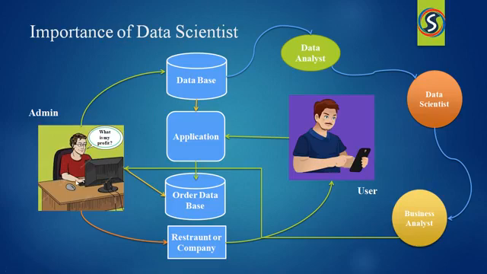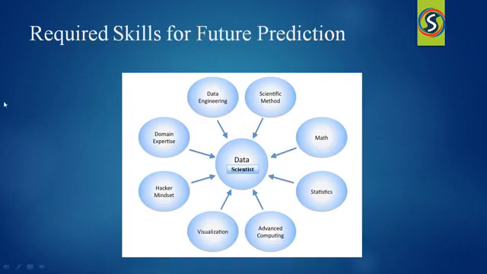So if you want to work as a data scientist, you need to know some technologies and some techniques. Let me explain what technologies are required to become a data scientist. Here you can observe the required skills for future prediction. If you want to become a data scientist, first you need to know mathematics and statistics. Without mathematics and statistics, you can't work as a data scientist, because these are the essential tools and techniques to work as a data scientist.